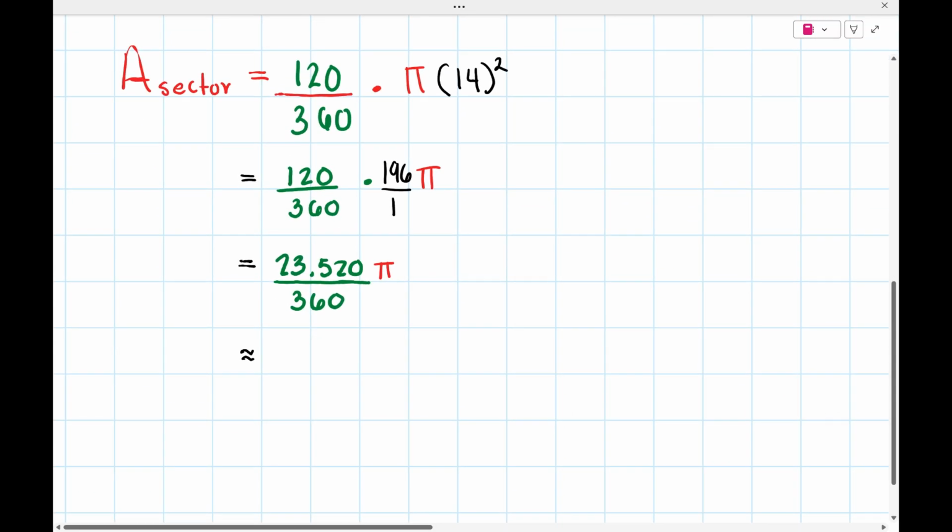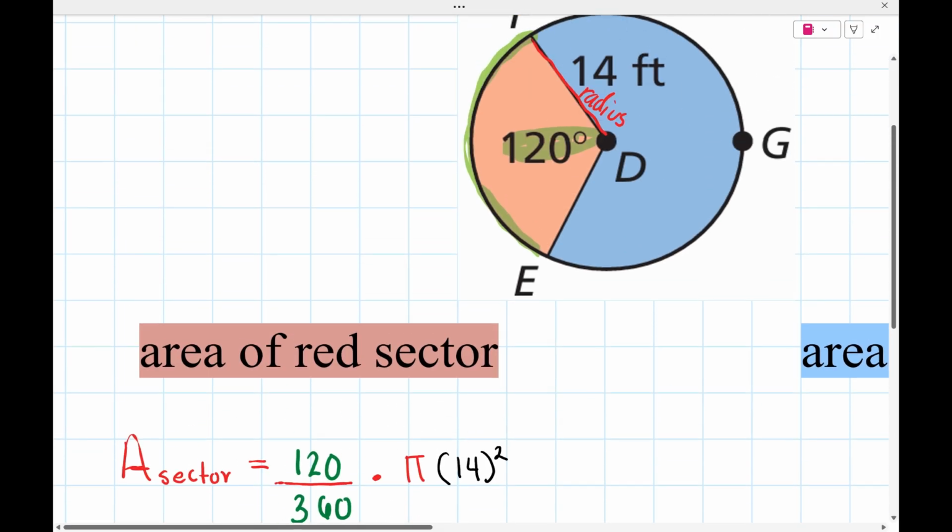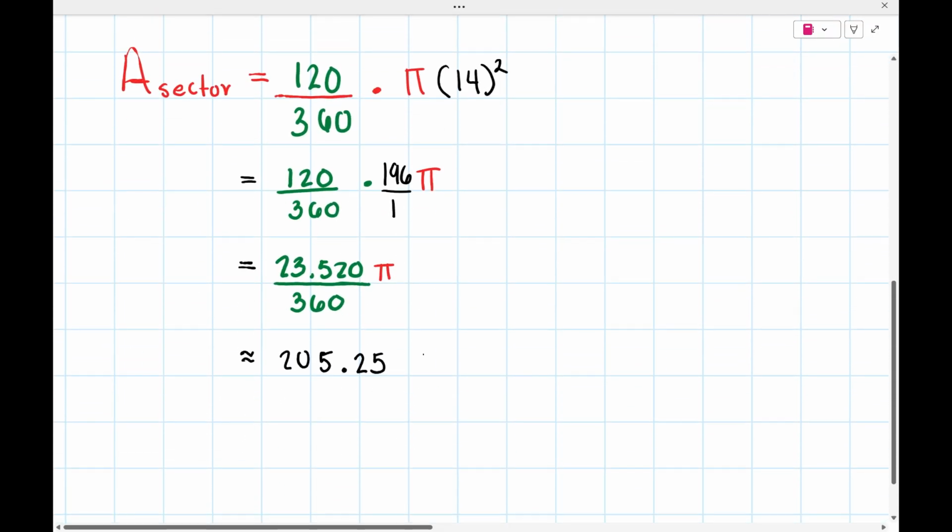All right, in the problem, it didn't specify if we needed the exact answer or not, so I'm just going to round. I'm going to do 23,520 times pi, and then divide that by 360, and that would give me approximately 205.25 if I round to the nearest hundredth, square feet since it's area. So the area of that portion of the circle shaded in red would be that much.